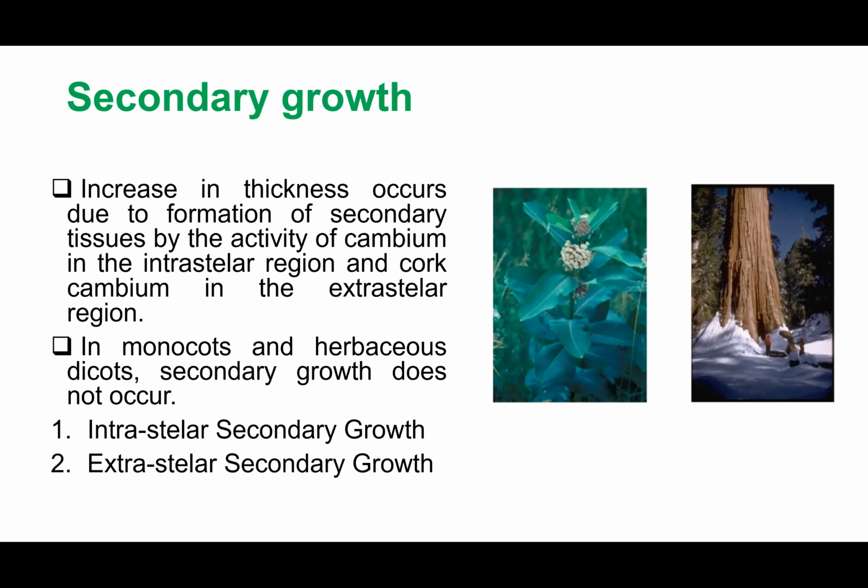These secondary tissues are nothing but your secondary xylem and secondary phloem, and these secondary tissues are formed by the activity of cambium. We know that cambium is present in between xylem and phloem in the vascular bundles, right? This cambium which is present in between the xylem and phloem is known as vascular cambium, and in between two vascular bundles also there is cambium, that is known as interfascicular cambium.